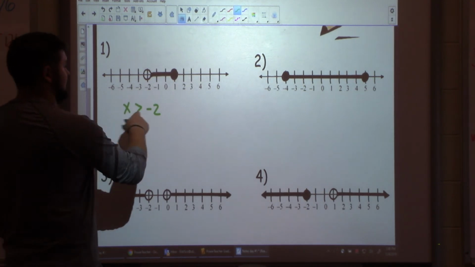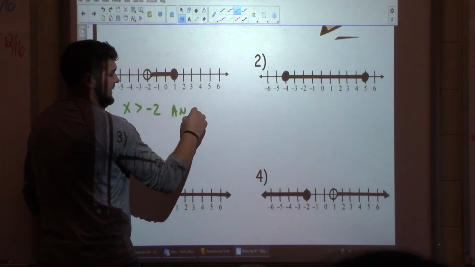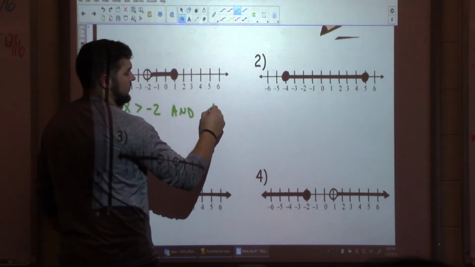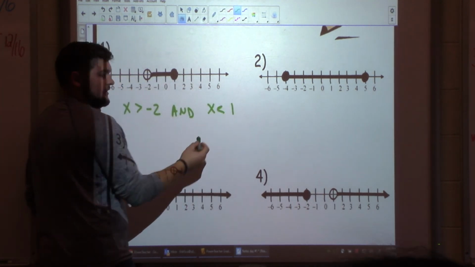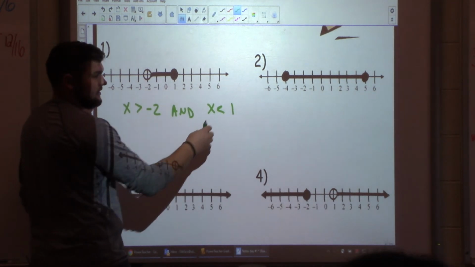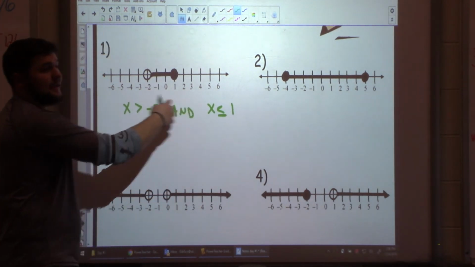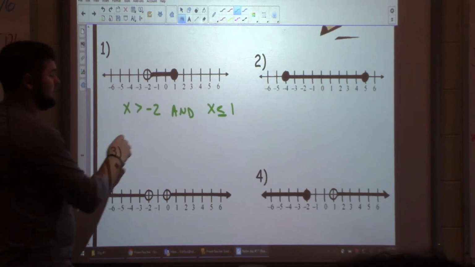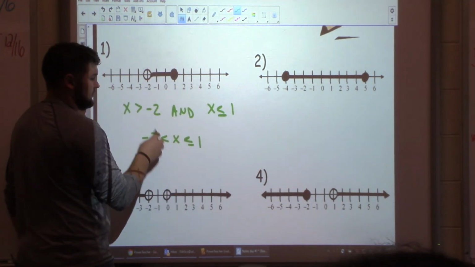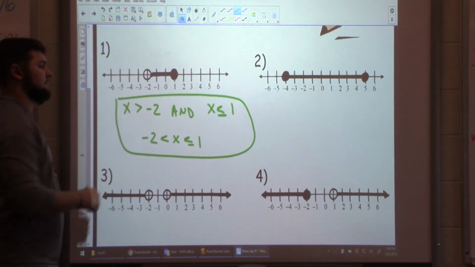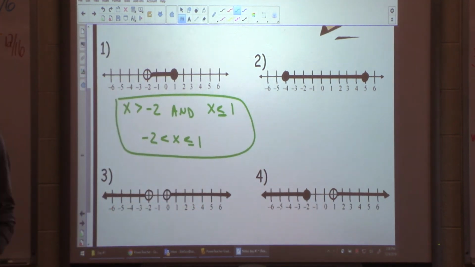So if x is greater than -2, and my other endpoint's at 1, and I'm going less than 1, is it or equal to? Yes, it's a filled in dot. So that's an acceptable answer right there. Or you could put -2 less than x less than or equal to 1. You could write it as a compound inequality. Either one of those works.